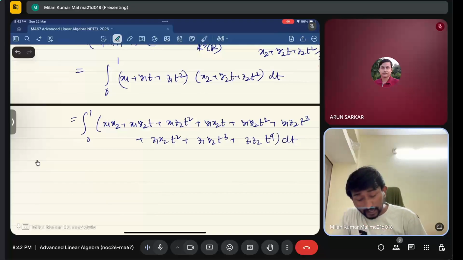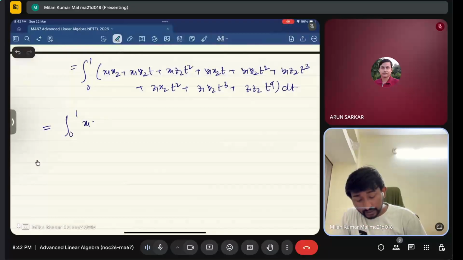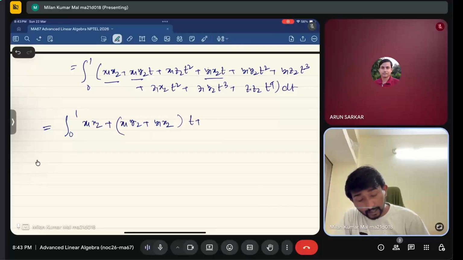Now what will we have? The integral from 0 to 1. Let's collect the constant term: x1 x2 is the constant term. Let's collect the t term: x1 y2 plus y1 x2, times t. Let's collect the t square term: the first term is x1 z2, another term is y1 y2, and there is z1 x2.